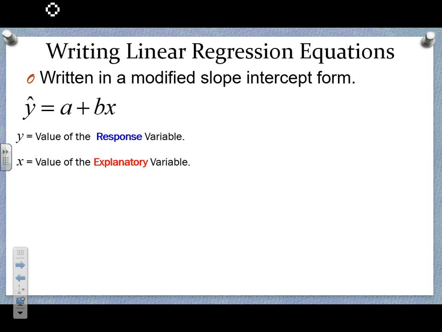So now, let's talk about how to actually calculate these values. When you want to calculate the slope of your regression line, we're going to talk about how to do it by hand, using a formula, and by calculator. You need to know both. So you'll be expected to know how to calculate by hand and how to calculate with your calculator.